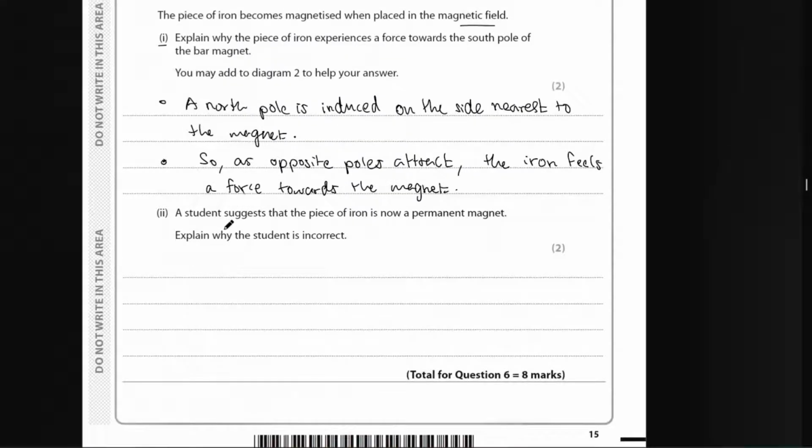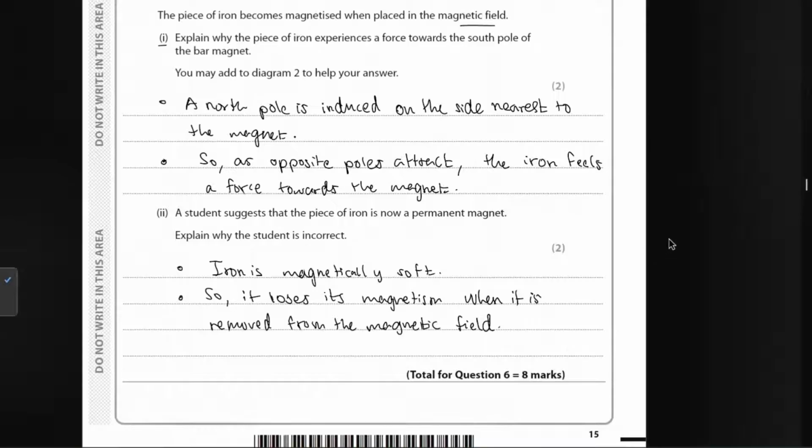Question 2. A student suggests that the piece of iron is now a permanent magnet. Explain why the student is incorrect. So iron is magnetically soft. What does that mean? If we move this iron away from the magnetic field, iron will lose its magnetism. So we can say it loses its magnetism when it is removed from the magnetic field. Okay, that's the end of question 6.